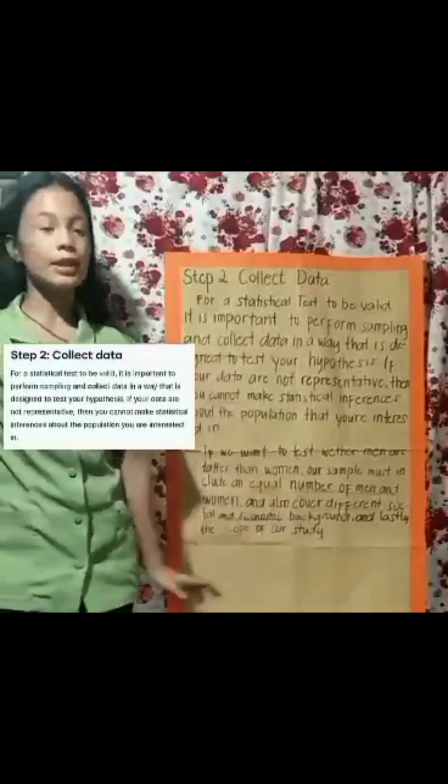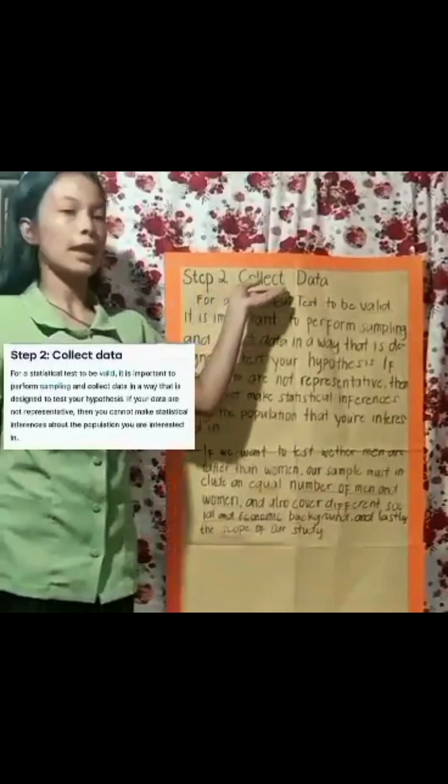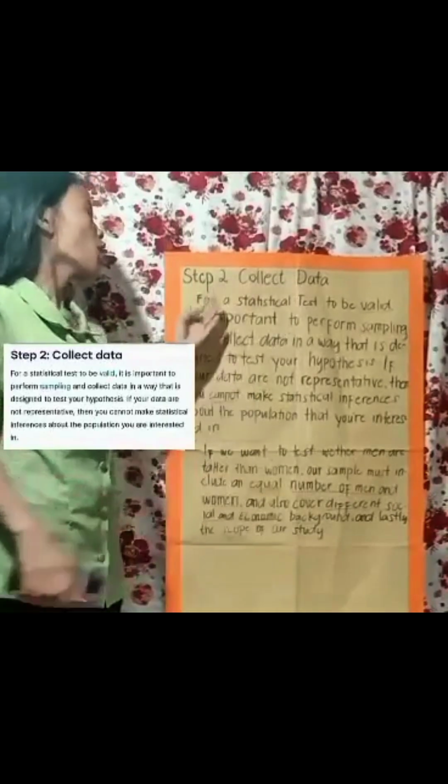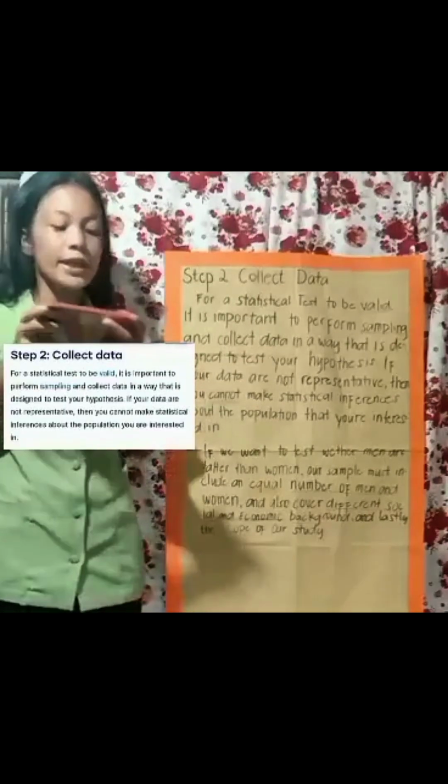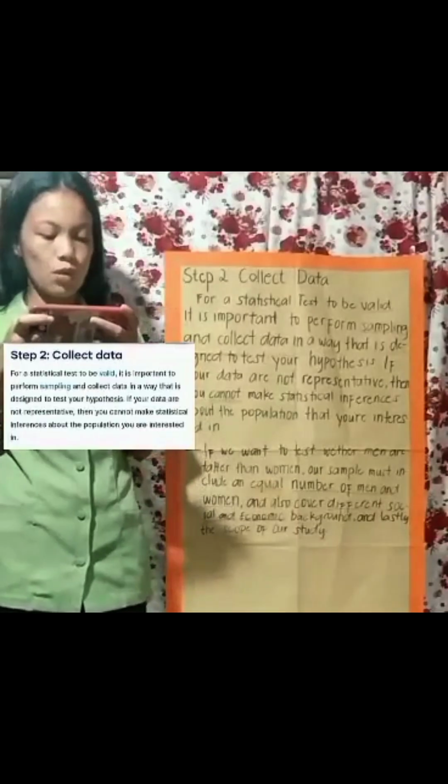So now, let us proceed to step 2, where we collect data. For a statistical test to be valid, it is important to perform sampling and collect data in a way that is designed to test your hypothesis. If your data are not representative, then you cannot make statistical inferences about the population that you're interested in. So, here's step 2.